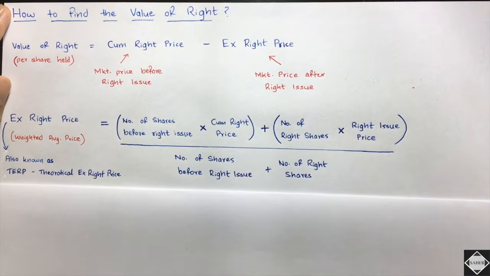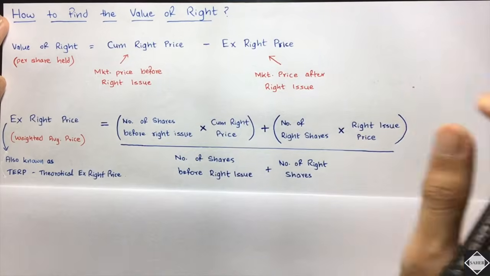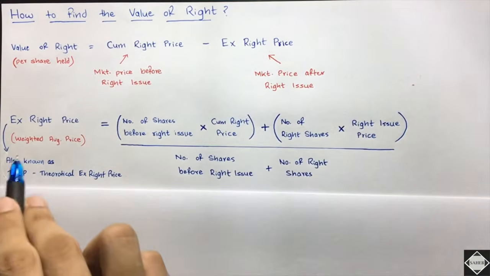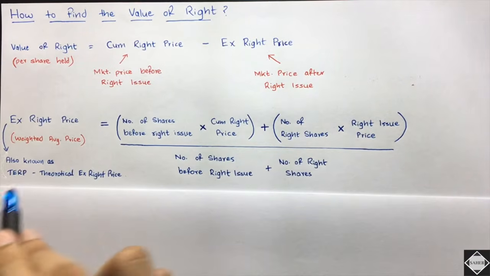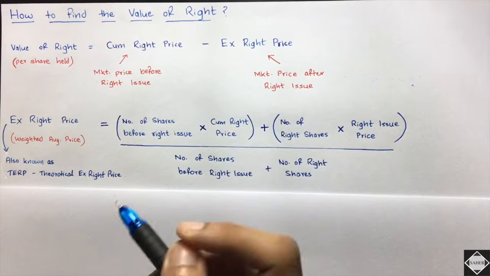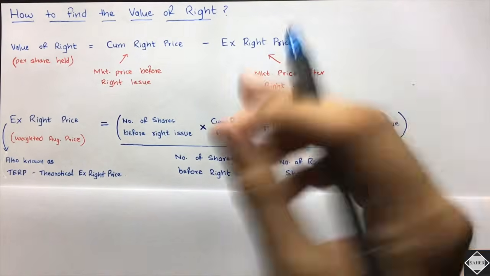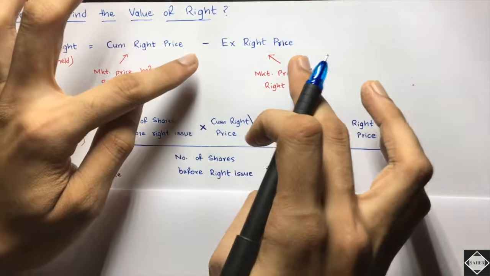See here, it looks like a messy, big formula, but really it's simple. The ex-right price, which is also known as the weighted average price, because we are taking a weighted average here, is also known as TERP, theoretical ex-right price. It's just an estimation, not an actual price. The actual price is the cum right price, but the ex-right price is just an estimation.